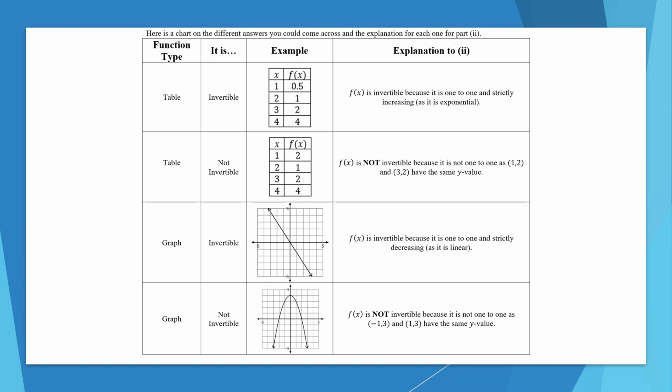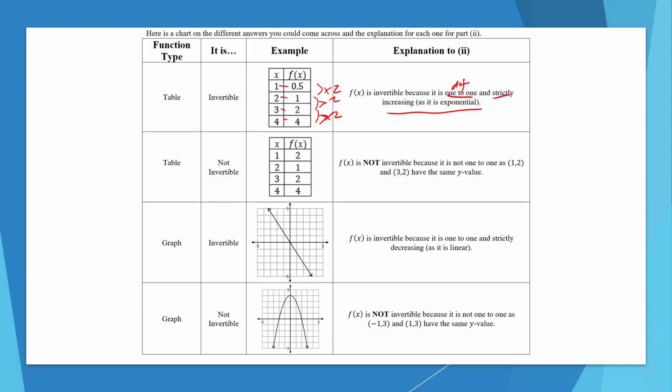For the first one here, this table would be considered invertible. It's 1 to 1 as it's strictly increasing, right? There's no x value that gives the same y value as another x value. 1 goes to 0.5, 2 goes to 1, 3 goes to 2, 4 goes to 4. And so here, I would say it's invertible because it's 1 to 1. That talks about the definition. And then here it's strictly increasing because it's exponential, right? As we saw, times 2, times 2, times 2. And so you probably won't see this, but if you do, that's how I would give the explanation.